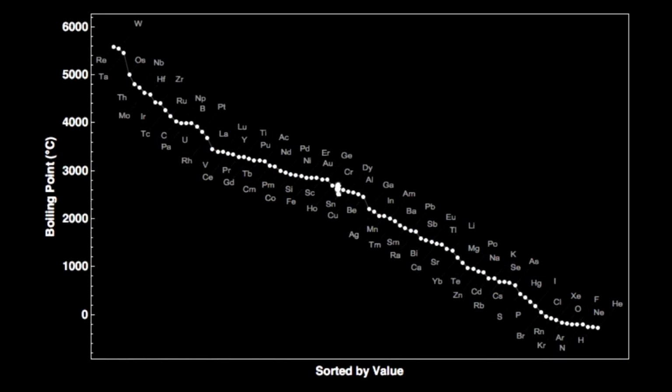Tin has the 46th highest boiling point at 2602 degrees Celsius. That's 2373 degrees C above its melting point of 232. A pretty big difference between melting and boiling.